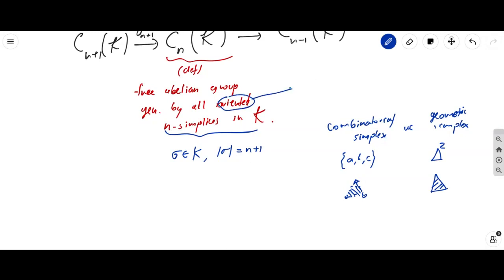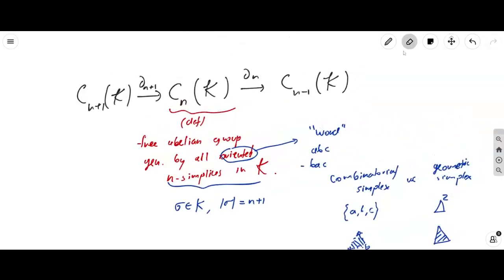By oriented, it just means you basically make it a word. So you would take these 3 letters and put them in some kind of word, A, B, C. If you were to interchange them, if you swap 2 of them, the convention is you just put a minus in front. So that's what we mean by an oriented simplex. You first choose a simplex, and an orientation is just a word formed out of those letters and nothing more. And this is how this is defined.